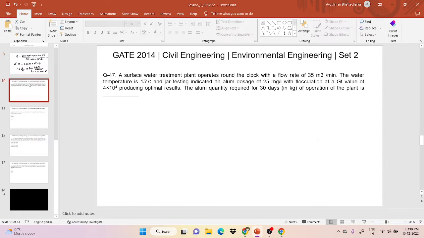The next question says a surface water treatment plant operates round the clock with a flow rate of 35 meter cube per minute.